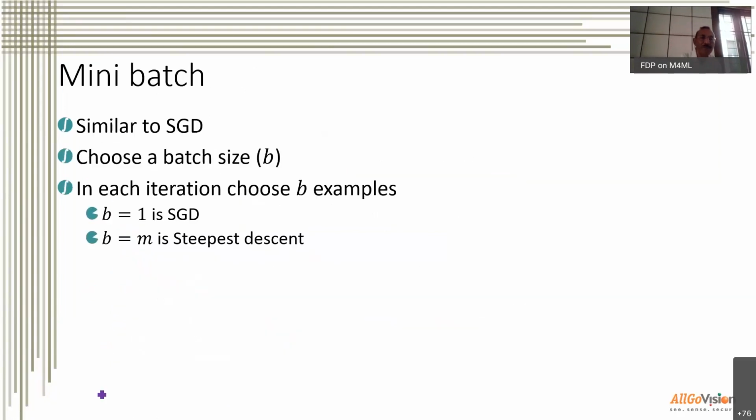So if you put B equal to 1 in mini batch, that is the same as SGD. If you put B equal to M, that is the same as steepest descent, because steepest descent takes all the examples in every go, right? So B equal to M corresponds to steepest descent, and B equal to 1 corresponds to stochastic gradient descent. In general, you can use a batch size like B equal to 32 or 64 and go over your set of examples. In practice, people use this mini batch method.